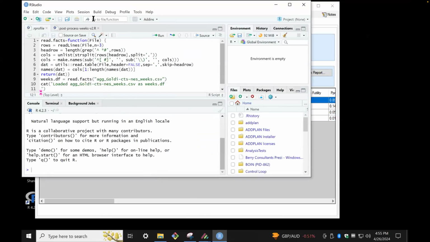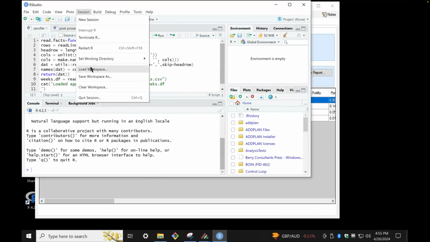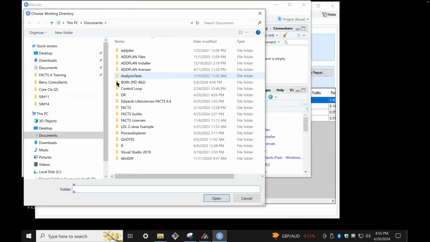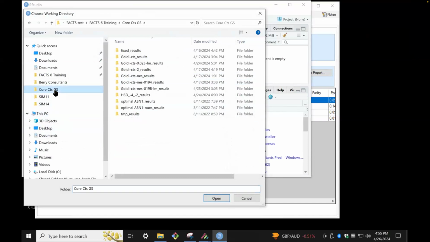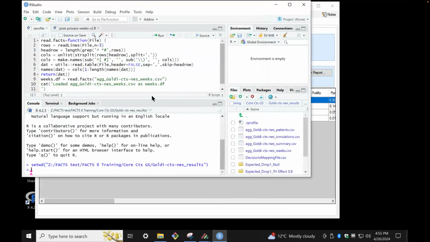So the first thing we need to do is to get to where the simulation results are. So I've got my Goldilocks continuous with no early stopping results, and that's where my folder will be. And if we look in that folder, the aggregated weeks files are called ag Goldie continuous Goldie stopping _ weeks.csv.